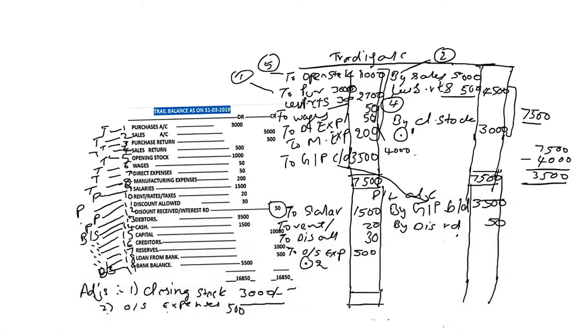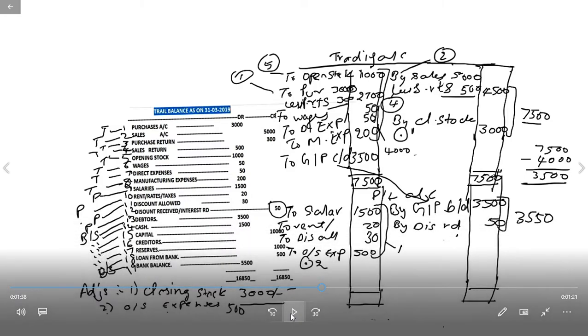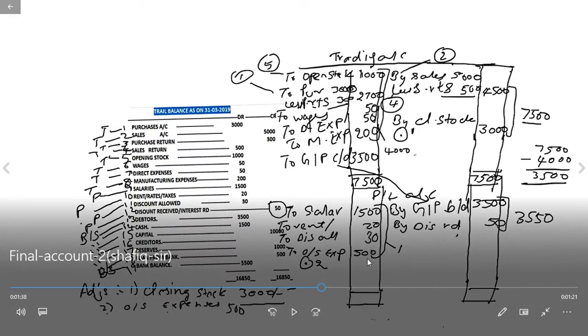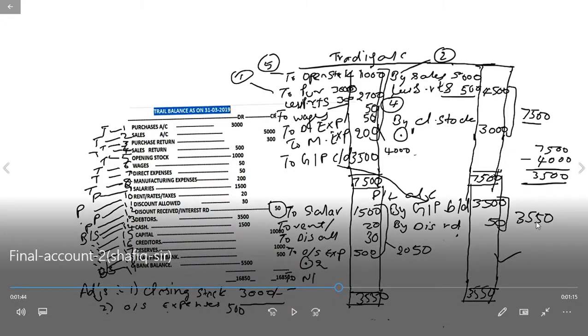In the profit and loss account, what I do is the same thing I did for the trading account. I total both the sides. This side I am getting 3550 and the total of this side I am getting as, just a minute, 2050. Now as you know, which is the bigger total? 3550 is the bigger total. Now 2050 is less, so if you add this it is correct, but if you add this it is not correct. Something you need to add here.